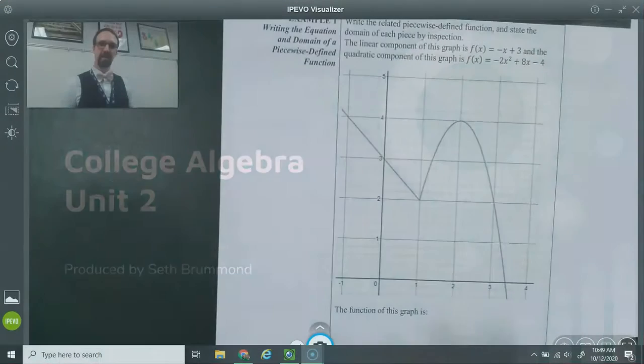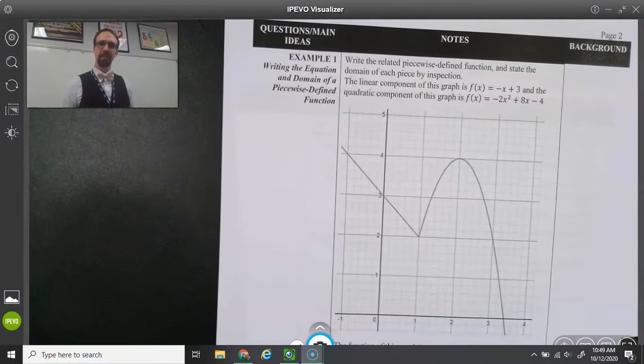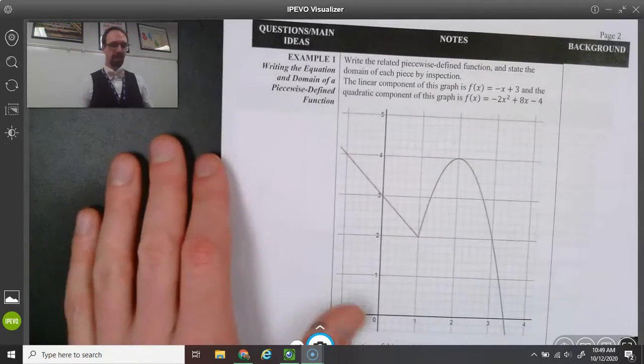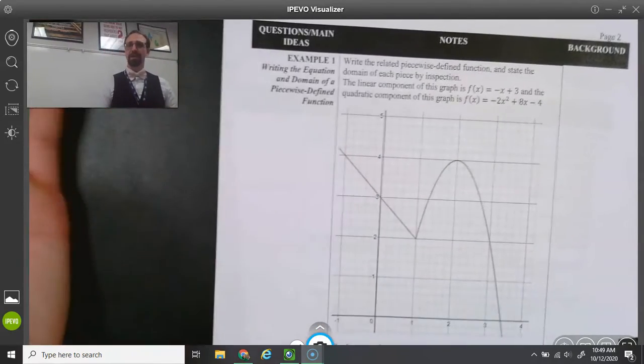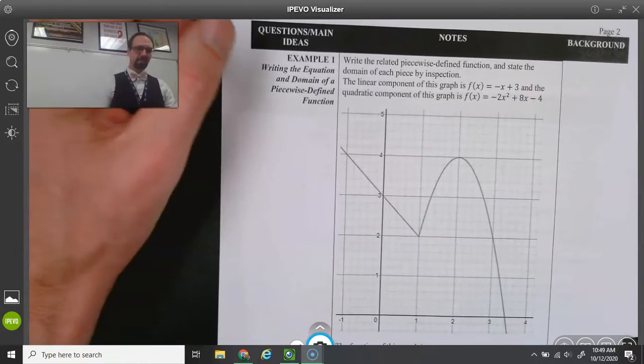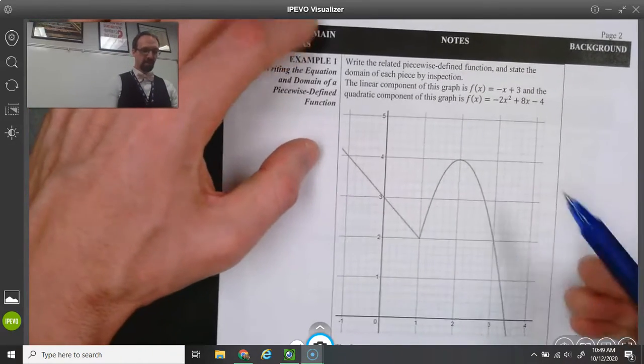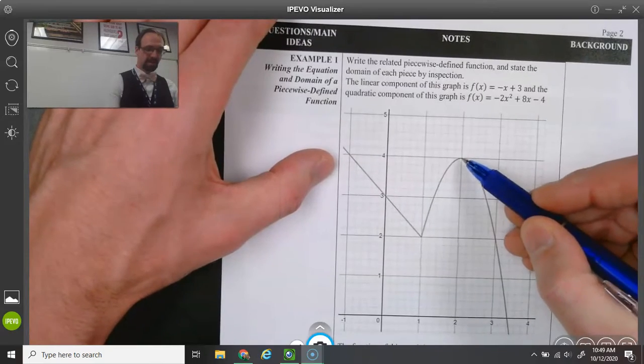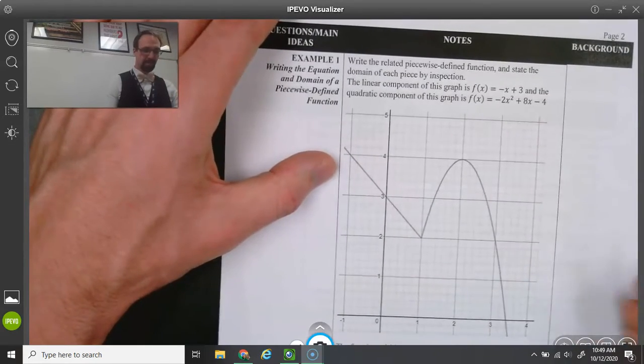This one we're going to be talking about the example of writing piecewise defined functions given a graph. I went ahead and gave you what the linear component and the quadratic component of this graph is. Sometimes you're given, sometimes you're not, and you have to figure it out given the information. This one I gave it to you because it's hard to tell with the quadratic, but you could find it knowing that this is the vertex and this is the point on the graph.